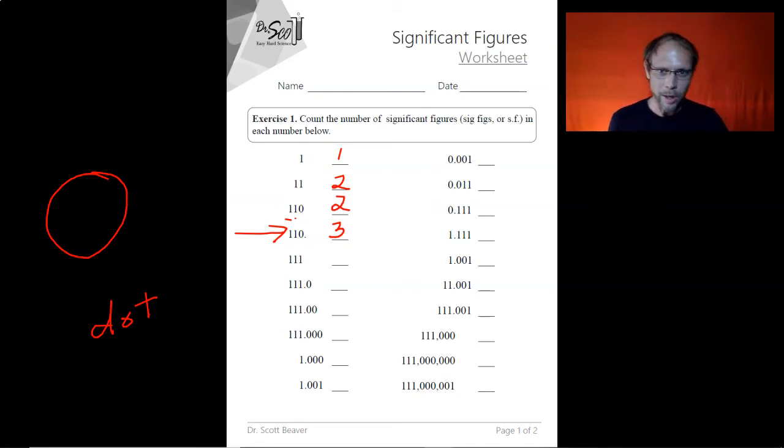So let's move on. We now have 111. There's three digits. They're all non-zero. All three are significant. Next, we have 111.0. There's a 0 at the end. It counts because there's a decimal point. So we have all four digits being significant.